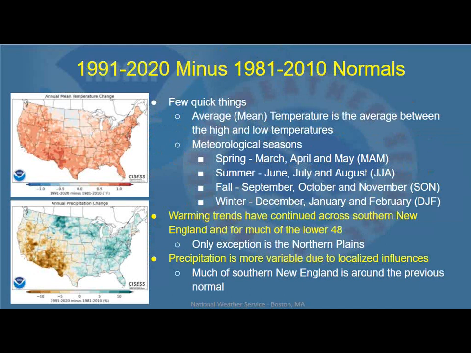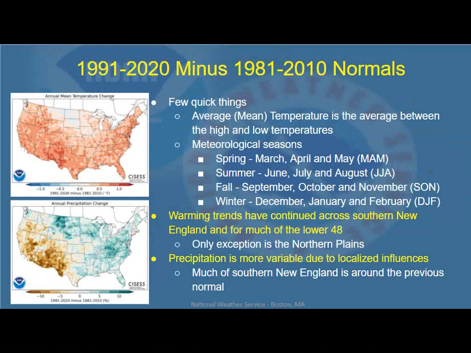When we're talking meteorological seasons, that's how we always reference the seasonal products. For spring, it's March, April, and May. For summer, it's June, July, and August. For fall, it's September, October, and November. And for winter, it's December, January, and February. Now, looking at these images, you'll see in the slides coming up that we zoom in and hone in on southern New England, so you can get a better idea of what things look like in our area.